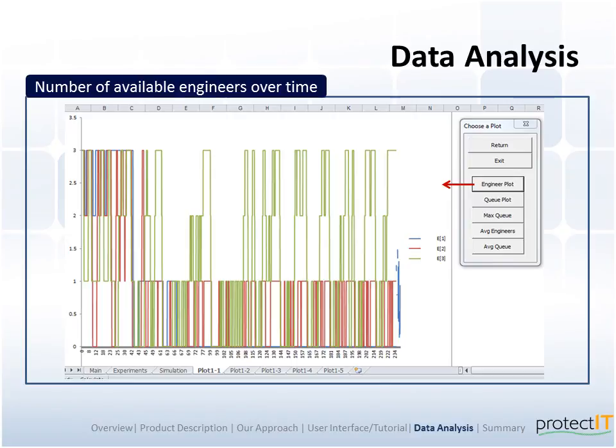The first graph is the number of engineers available over time. Here you can see the change in the number of available engineers for each level. In this particular case, level 3 engineers are being underutilized and most readily available.